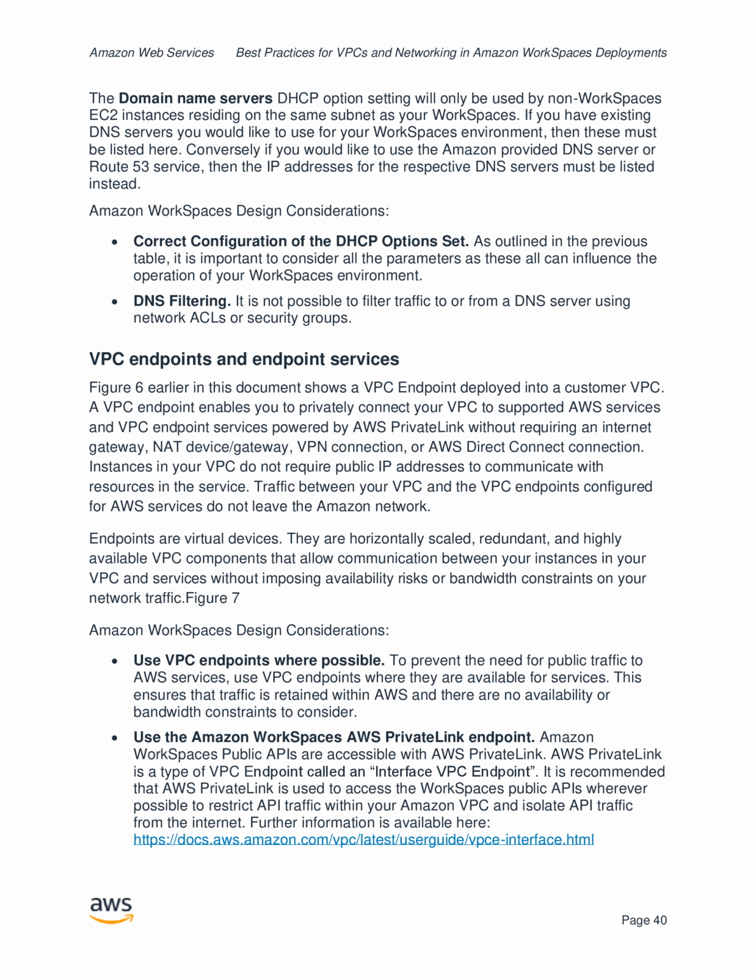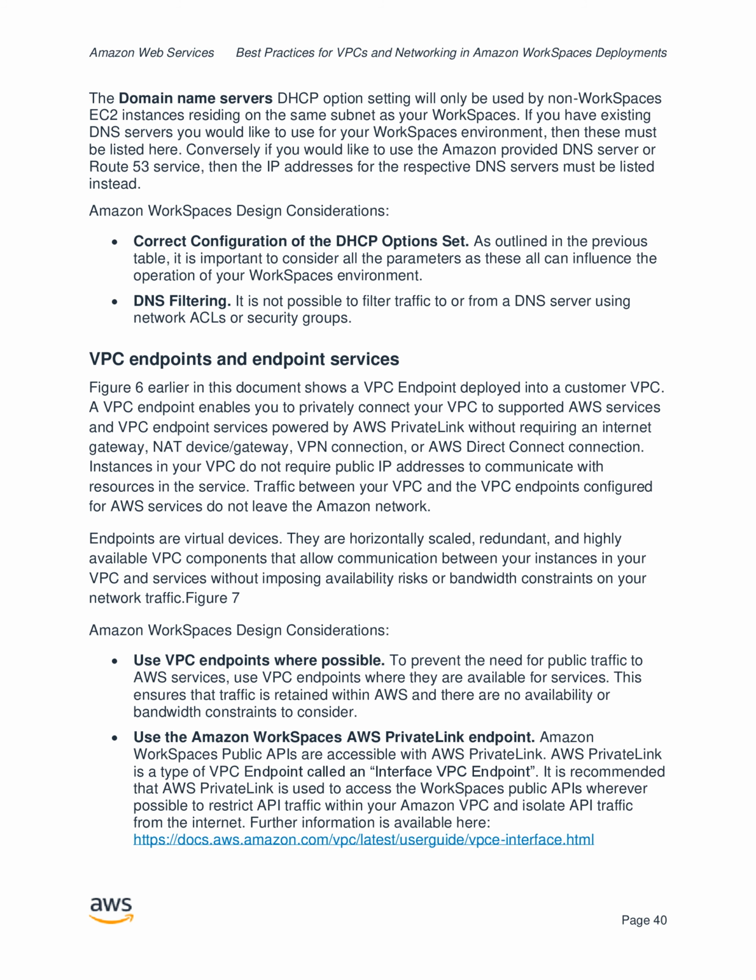Amazon Workspaces design considerations. Correct configuration of the DHCP option set. As outlined in the previous table, it is important to consider all the parameters as these all can influence the operation of your workspace's environment. DNS filtering. It is not possible to filter traffic to or from a DNS server using network ACLs or security groups. VPC endpoints and endpoint services.